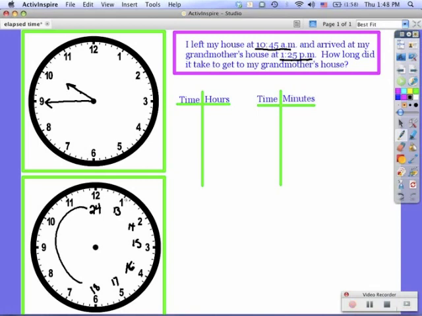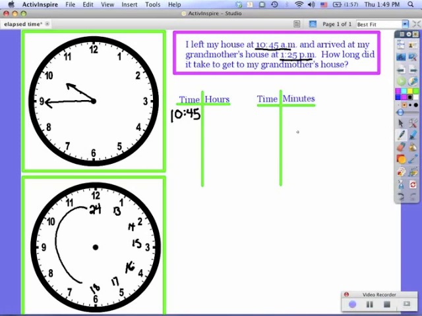I also have another strategy listed up here, which is a T-chart. On one side we have the time in hours, and on one side we have the time in minutes. So if my start time is 10:45, I'll start with hours, and I'll go up by hours. Once I get done with hours, I'll write the time over here in this column, and then increase by minutes.